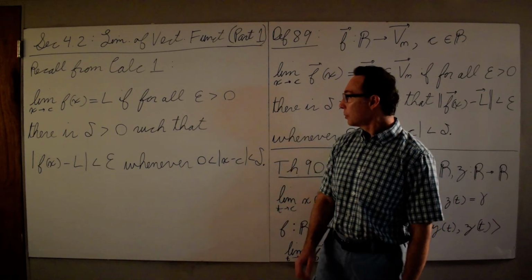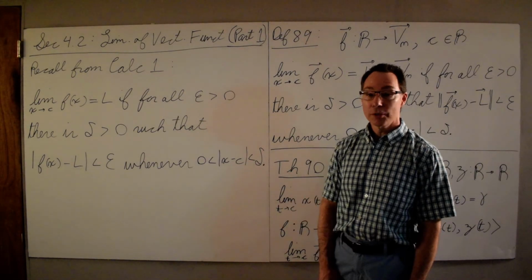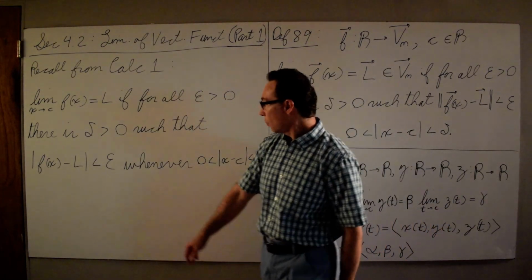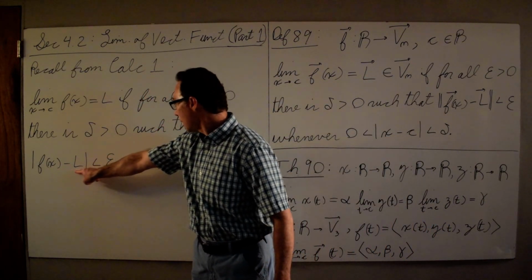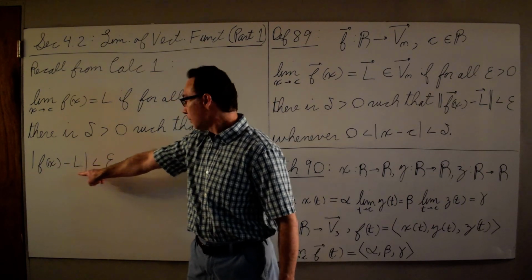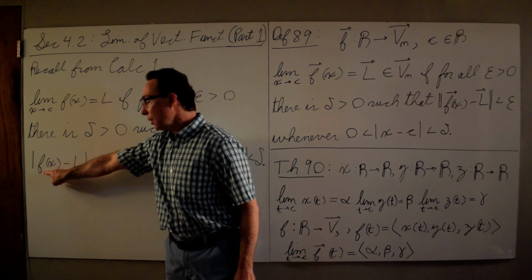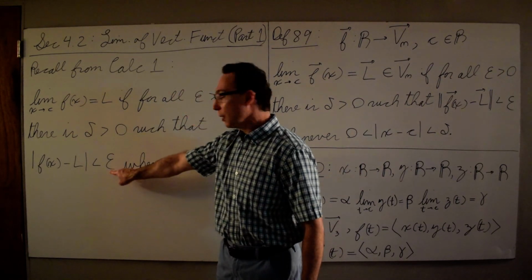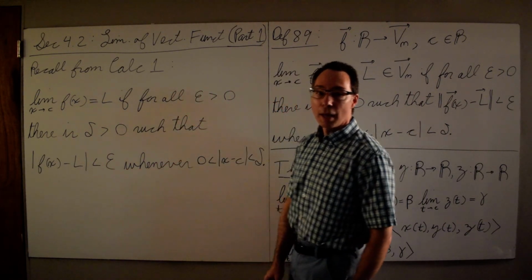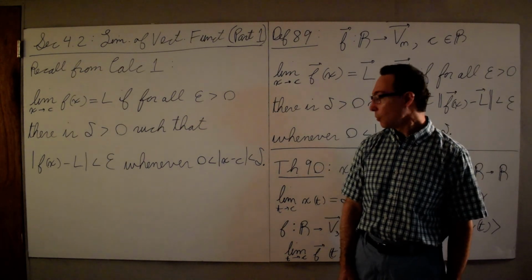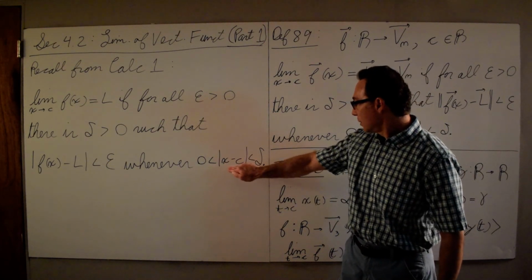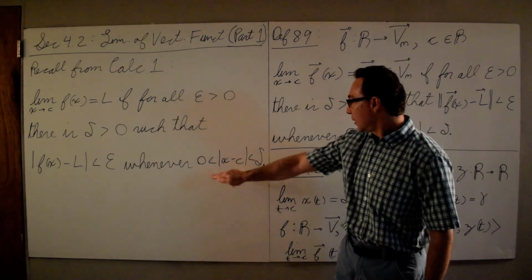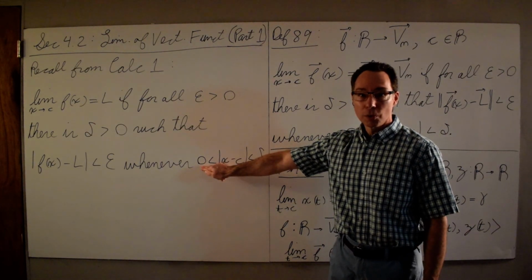Remember that absolute value is how we measure distance in the real line. So here when we say the absolute value of f of x minus L is less than epsilon, we're saying these two things are close together. How close are they? They're within epsilon of each other. And how do we get those two things within epsilon of each other? By getting x and c close to each other, but not necessarily equal.